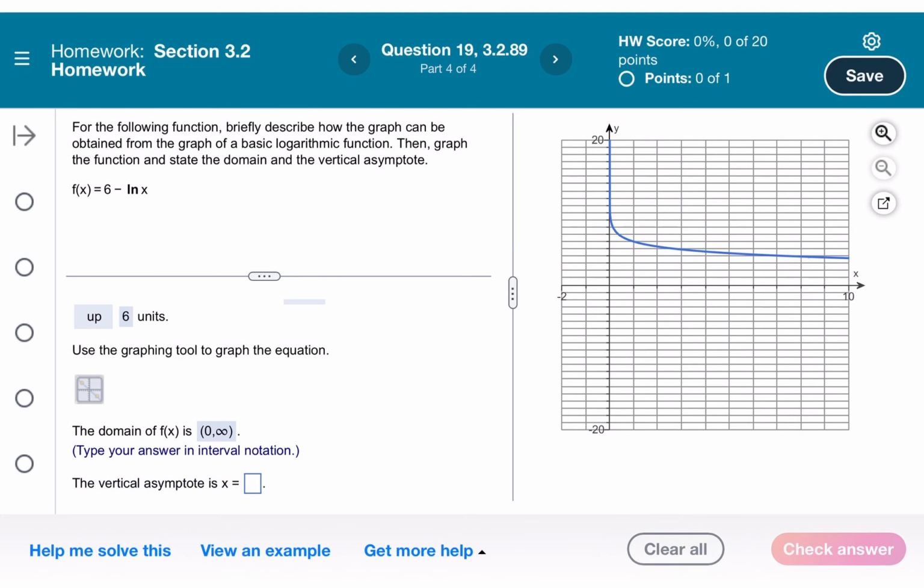Okay. And then the vertical asymptote, in this case, notice we did not move it side to side. We only moved it up and down. So then the y-axis remains as our vertical asymptote. So that's going to be x equals 0.